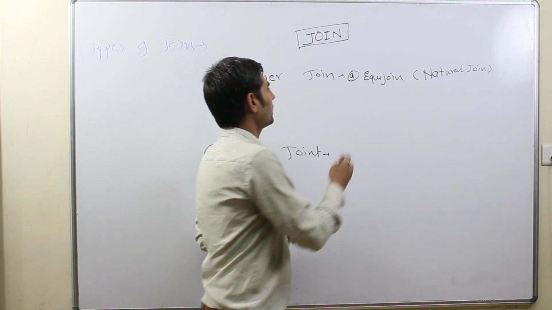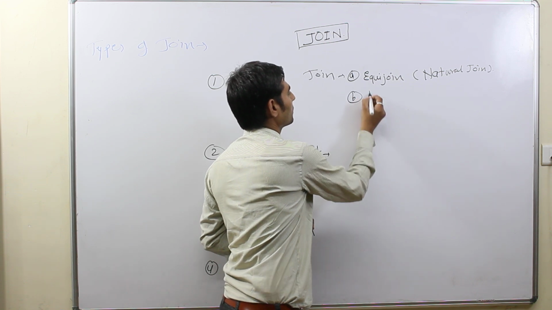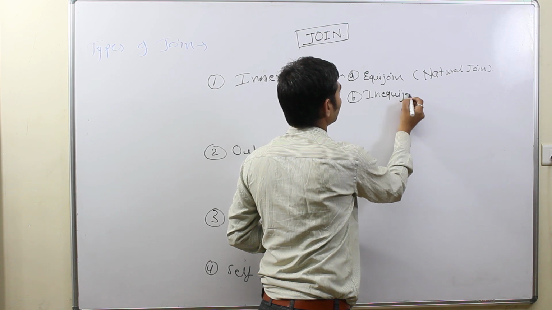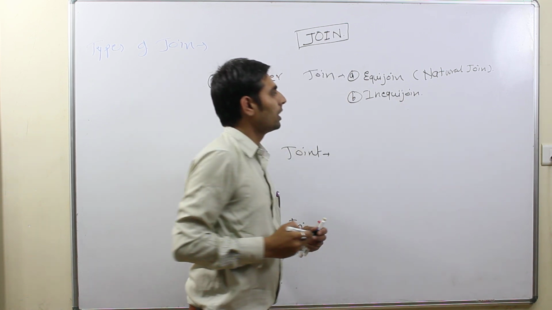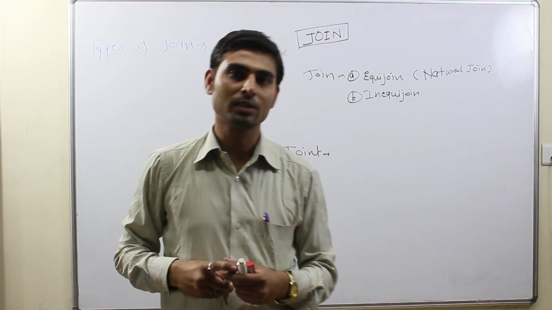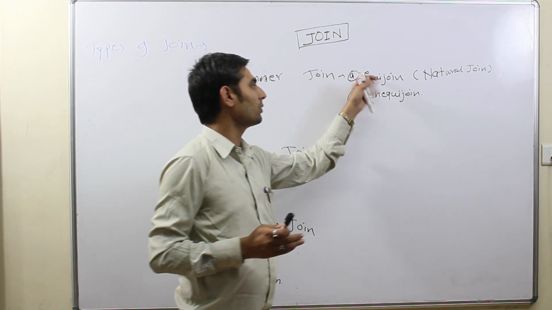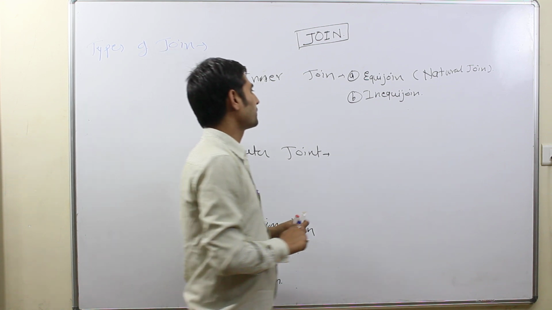Equi join and inequi join. Inequi join will give the output from two tables that are not matched. So it is called inequi join, that is the inverse of equi join.